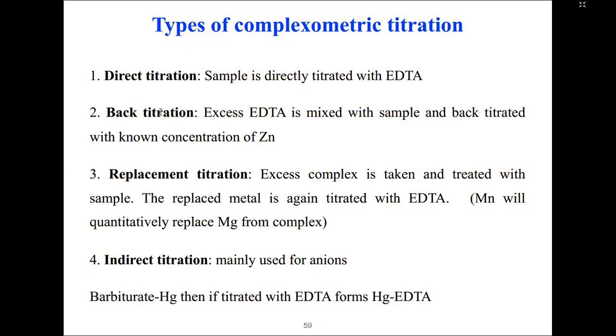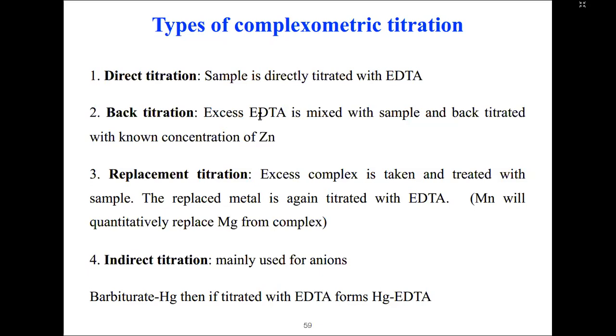Okay. Back titration. So in back titration, what you do is you add an excess amount of EDTA, known but excess. So let's say you require only maybe 5 to 7, you add 10 ml. You mix with the sample and then back titrate with known concentration of zinc. So you add excess EDTA, then there is some EDTA left over. To find out what concentration of EDTA is left over, you titrate that leftover with known concentration of zinc. That will help you to determine the concentration of EDTA leftover. And you know what amount of EDTA you used to start with.